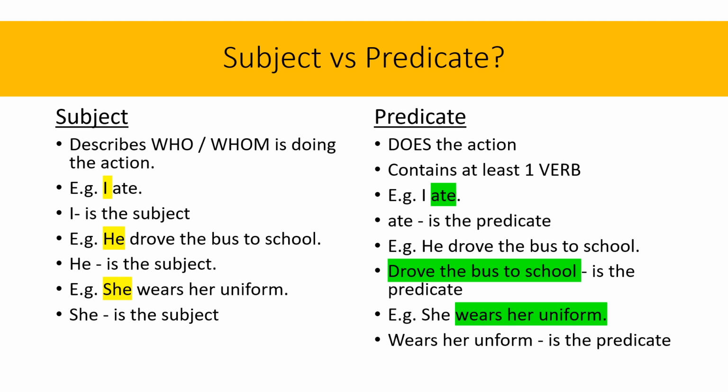The next example, he drove the bus to school. Drove the bus to school is the predicate because it is the action. Then she wears her uniform. Wears her uniform is the predicate because it does the action. Let's look at predicates in more detail on the next slide.